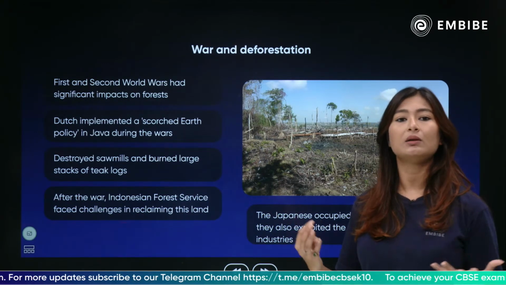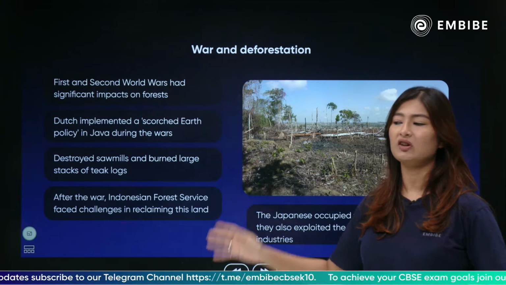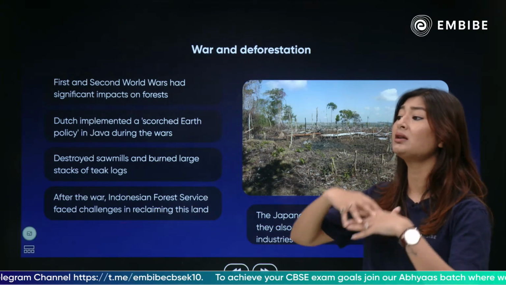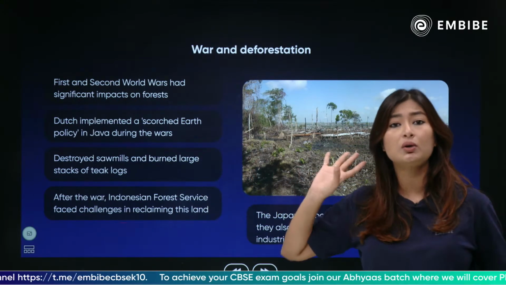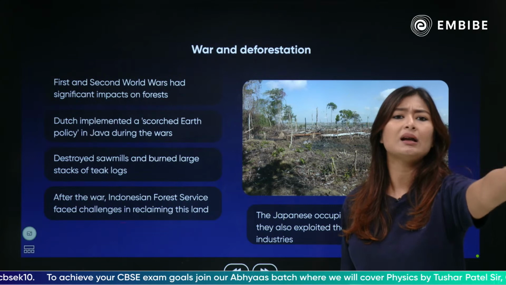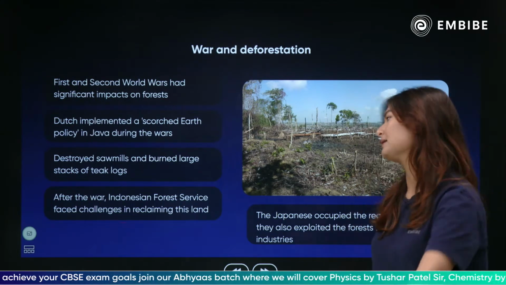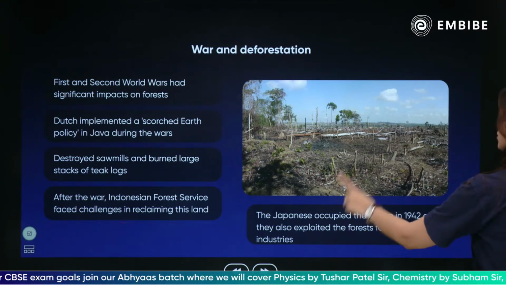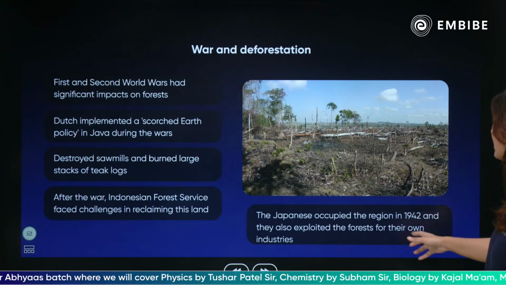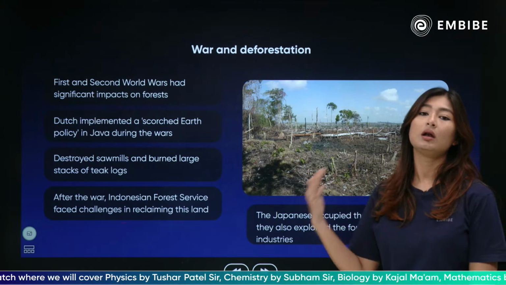So what they decided was कि जो मेरा नहीं वो किसी का नहीं. If it doesn't belong to me, it should not belong to anybody is what the Dutch decided, and they started destroying the jungles altogether by putting it on fire. सीधा सीधा जंगलों में आग लगा दे रहे थे कि जो भैया जापानीज है उनके लिए कुछ बचे ही नहीं. So Japanese occupied the region in 1942 and they also exploited the forest for their own industries later on.